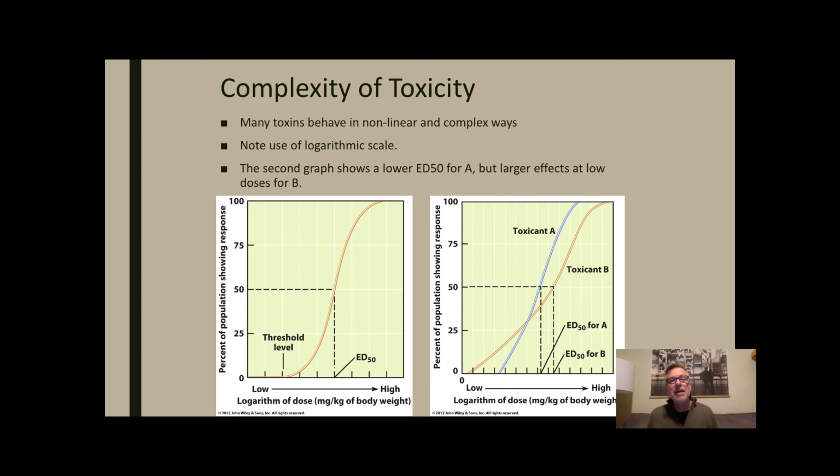Finally, notice in the second graph that the graph for A shows a lower ED50, which means it is more toxic at the ED50 level. But the B graph shows a larger effect for low doses. So it just shows you that the ED50 or the LD50 may not tell you the entire story of a toxicant.